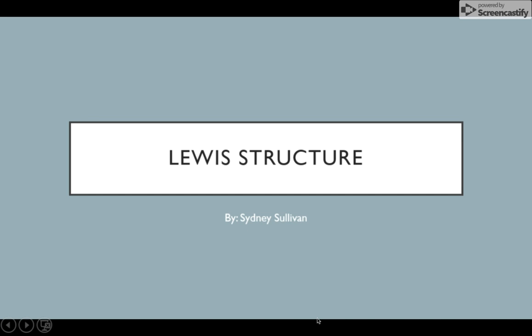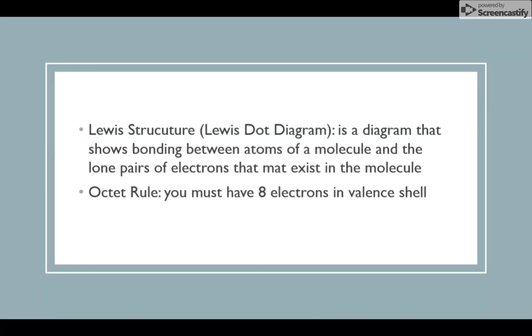Lewis structure. So the Lewis structure is also known as the Lewis dot diagram, but it's basically a diagram that shows the bonding between atoms of a molecule and lone pairs of electrons that exist in the molecule. In the Lewis structure, there's a thing called the octet rule, and the octet rule just states that you have to have 8 electrons in your valence shell.